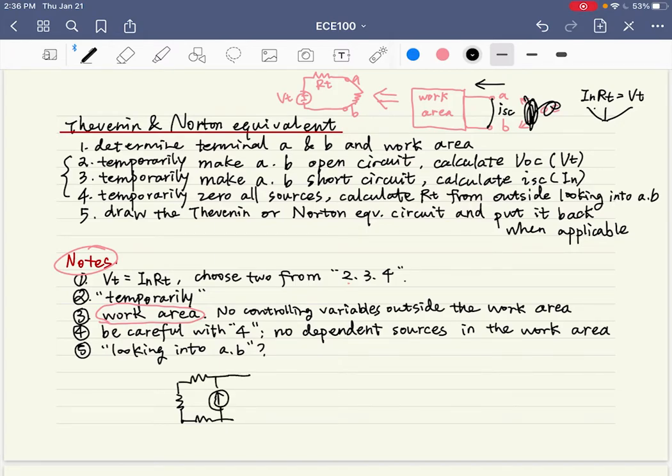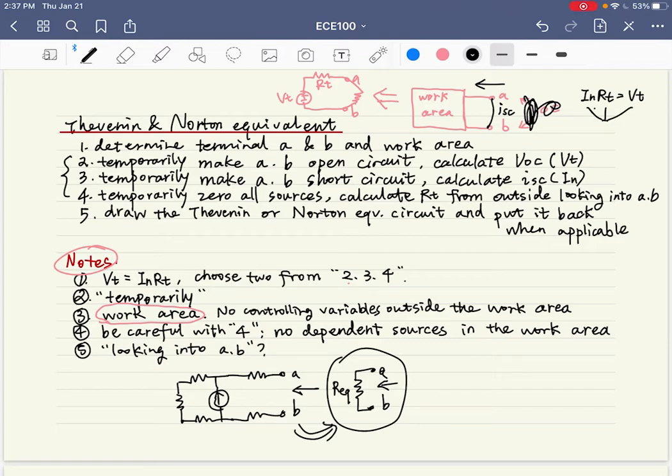The next one, be careful about step 4. Only when there is no dependent source in the work area can you zero the sources. In other words, when there are only independent sources in the work area, you can use the step 4 technique to zero the sources and calculate the equivalent resistance. Otherwise, you have to choose step 2 and step 3.